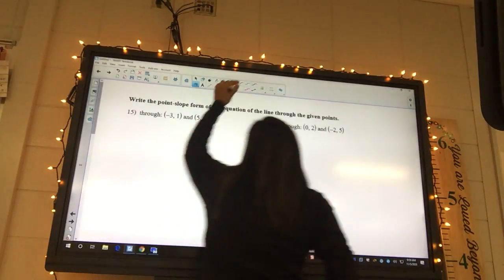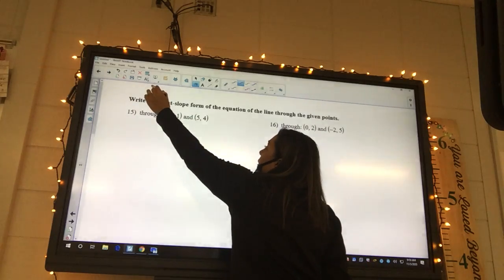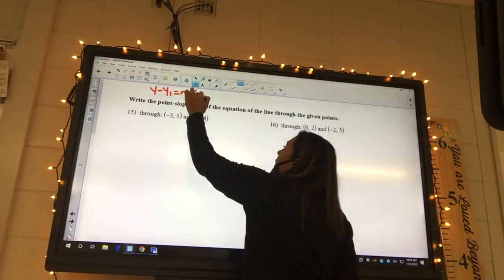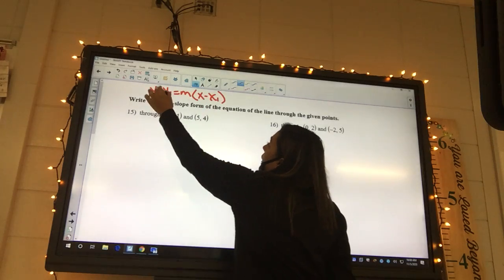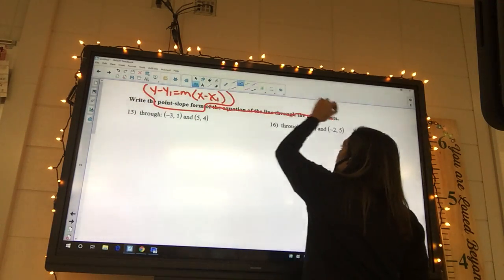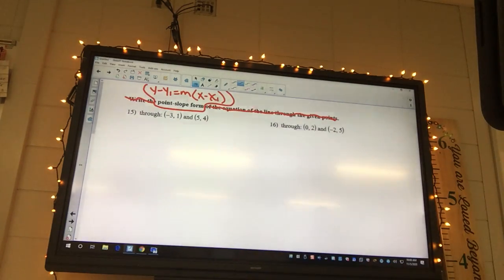Okay, this one says write the point slope form. Okay, so it's going to be the same thing. Y minus y1 equals m times x minus x1. This means that this is what my answer should look like when I'm all done. So we know what we need our answer to look like. Now let's look at what we're given. Well, we're given what?